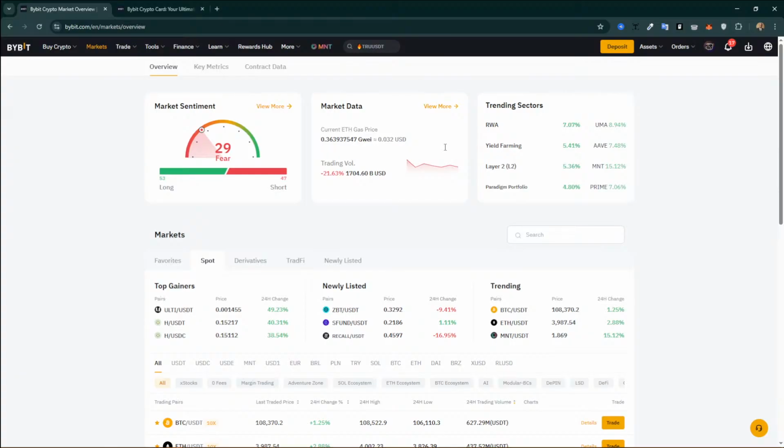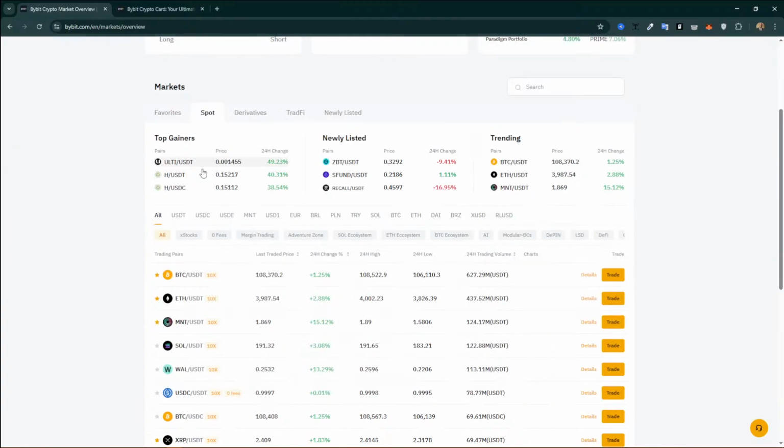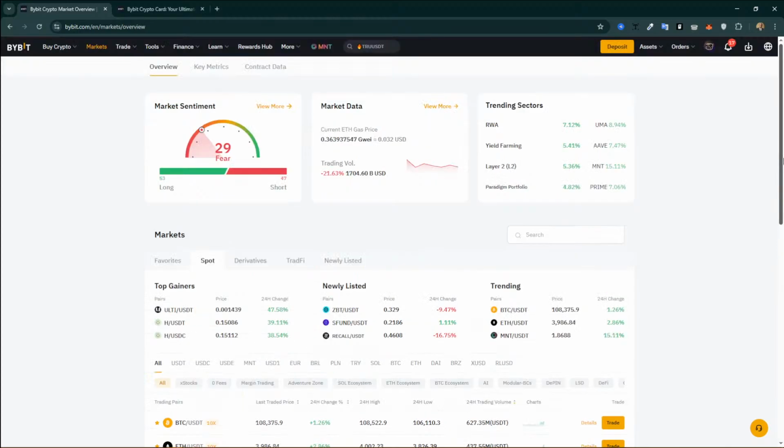Then we have the trending sectors. We have the top gaining trading pairs. We have everything about the market. That's what the market tab involves. It tells you what's going on in the market, especially for those who are into trading. Your friendly tab, the market. That is ByBit market. I think we should move on to the next one.